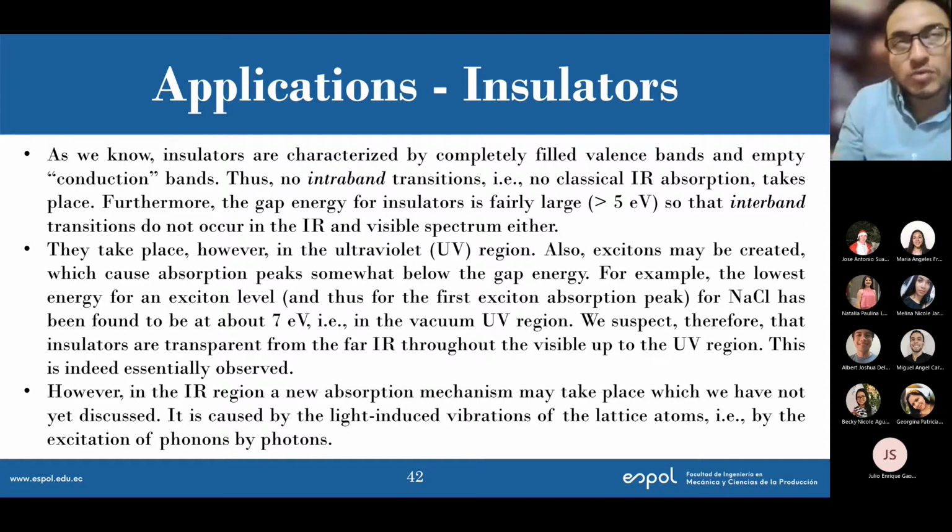But other than that, you won't really see well-defined nice peaks, like you see, in this case, in the ultraviolet region for semiconductors, or in the visible region, or the same for metals. That's why insulators are transparent from the far infrared region all the way up to the UV region, and in the UV region is when they become opaque, when you start seeing absorption.